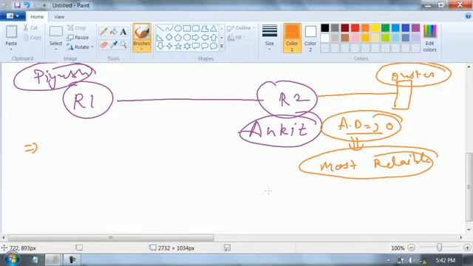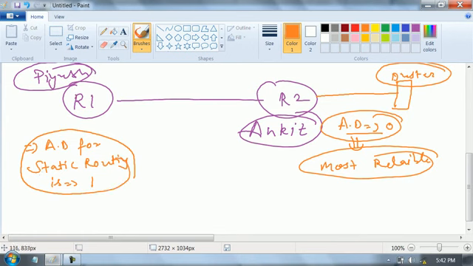It means less AD is more preferred. Which routing or which networks are most preferred? Directly connected. After directly connected, AD for static routing is 1. It means if we talk about reliability, R1 wants to reach Ankit, reliability for the path is 1. Ankit wants to reach the duster, reliability for the path is 0.